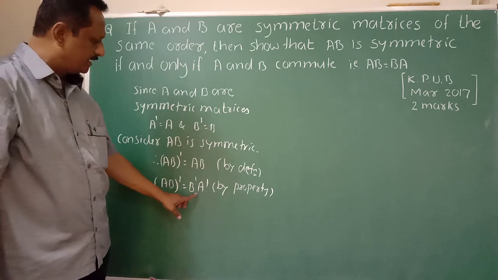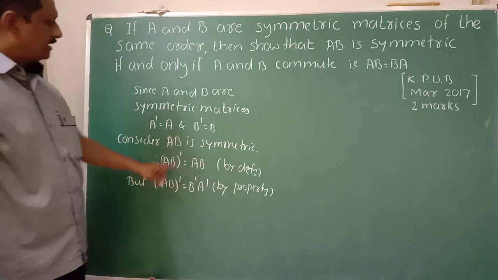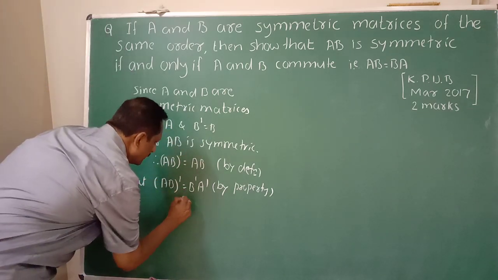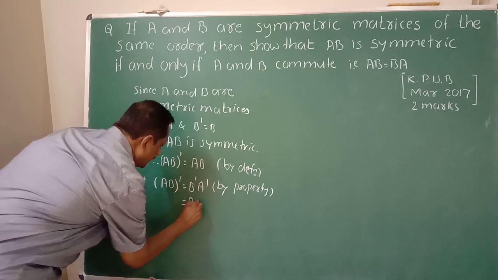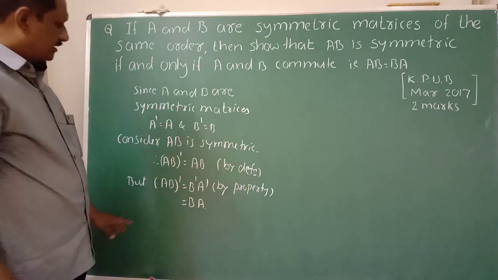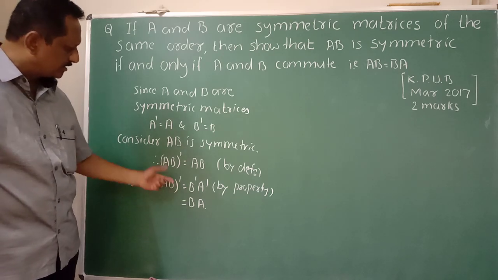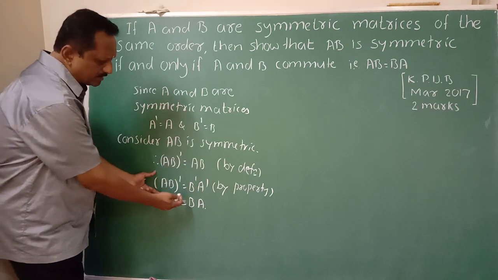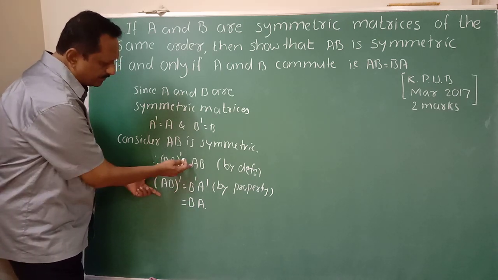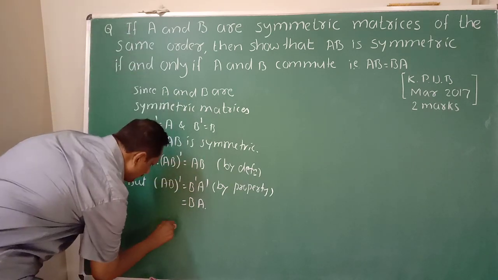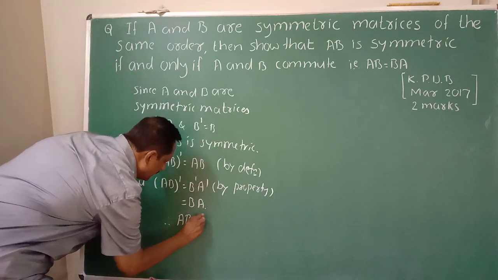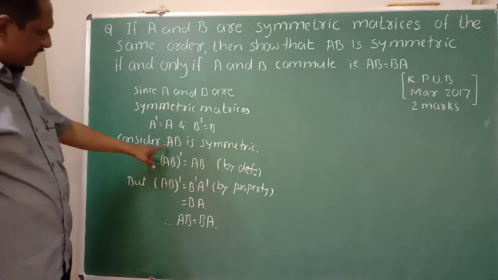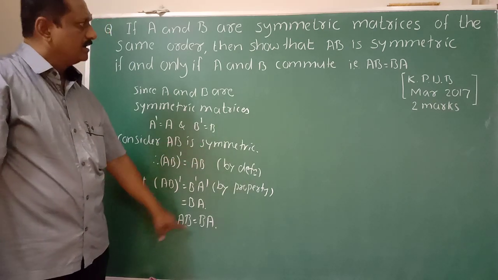So by the property of transpose of the matrix, AB whole dash is equal to B dash into A dash. But here B dash is B and A dash is A. Therefore this is equal to BA. So AB whole dash is equal to AB and AB whole dash is equal to BA. These two are the same, so the RHS of both are equal. Therefore we can write AB is equal to BA. You already proved that if AB is symmetric, then A and B commute.